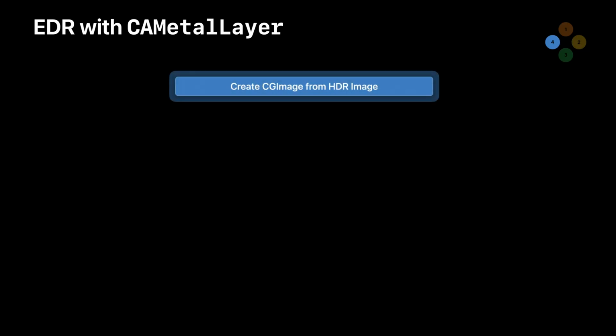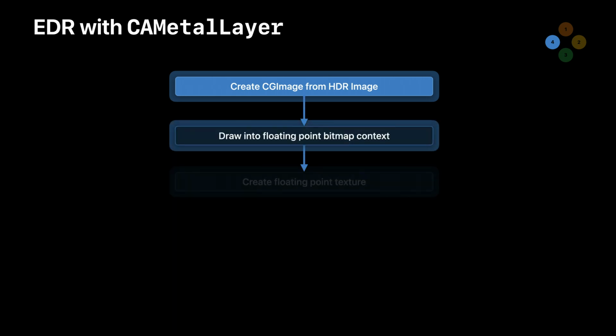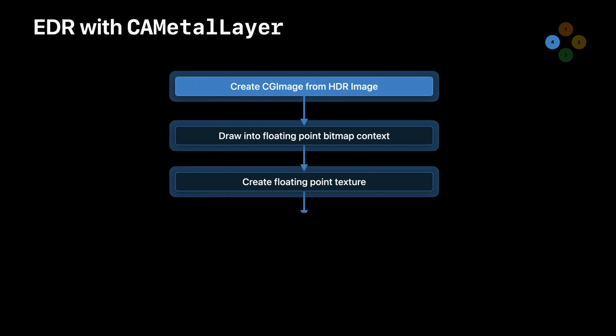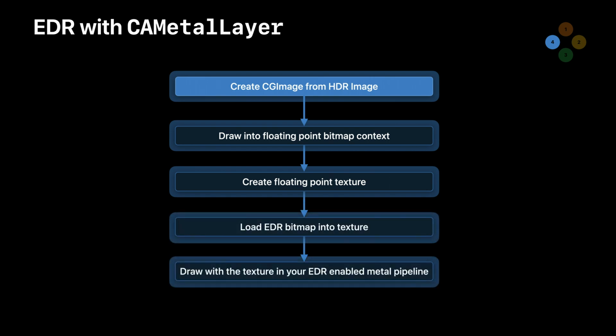In this case, we will use Image I/O to import HDR still image content and render the result as an EDR texture. It is a little involved, so we will walk through it step by step. We create the CG image from HDR content, draw the decoded image into a floating point bitmap, create a floating point texture, load the EDR bitmap to texture, and finally, render the texture to the EDR-enabled Metal pipeline.